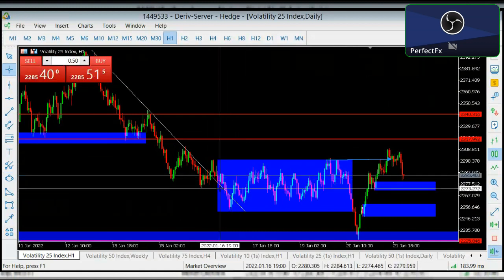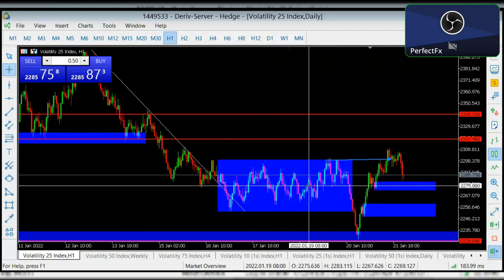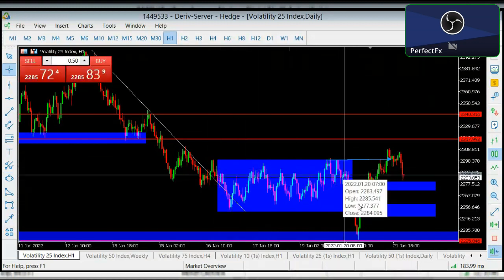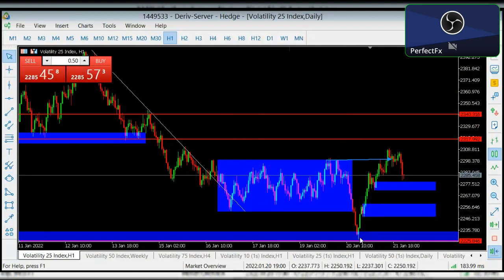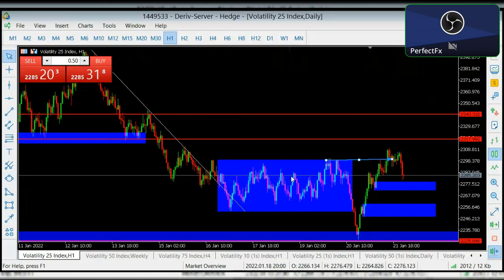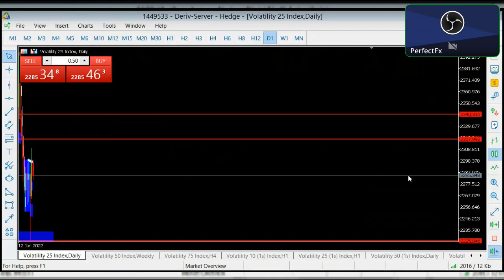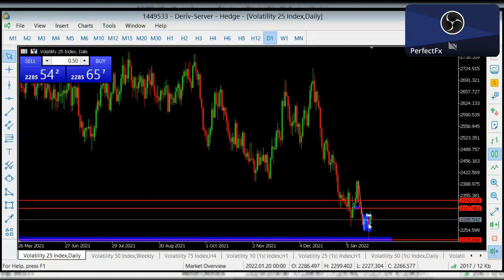Price reversed to the downside, took me out, continued to the downside, and then continued to range for a couple of days before eventually dropping down into the zone and then pushing to the upside. When price started ranging, at this point, I dropped the analysis on my free Telegram group, stipulating that price was going to move to this downside. Let me show you on the daily time frame.